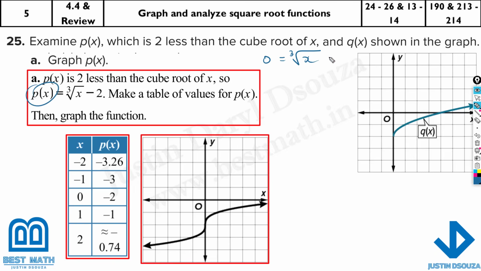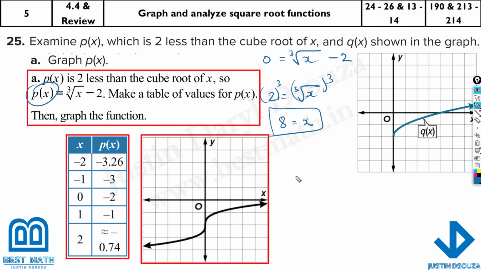Cube root x minus 2 equals 0. Take this minus 2 to the other side, so it becomes 2 equals cube root x. What is the x value? Cube both sides, make it power 3, and you'll get 8 is equal to x. This is the way to actually find the x-intercept. You can also find the y-intercept by this method, but you can also easily approximate it.